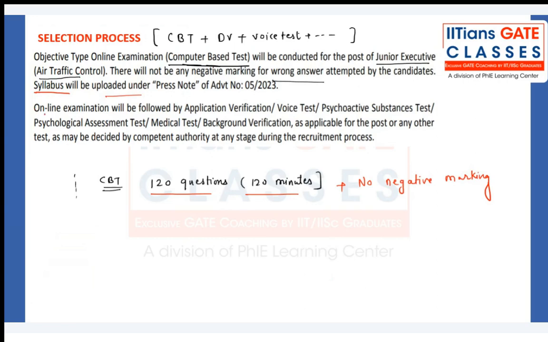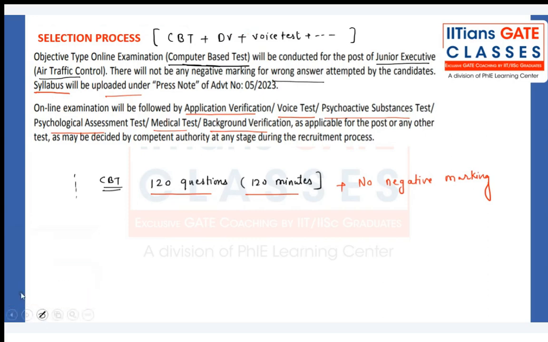Then what is the second stage? The online examination will be followed by application verification, voice test. Then we have the psychoactive substance test, psychological assessment test, medical test, background verification as applicable for the post, or any other test as may be decided by the competent authority at any stage during the recruitment process. But I mentioned CBT, document verification plus voice test. Voice test will definitely be there, right?